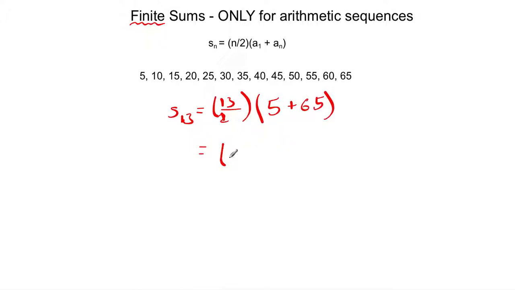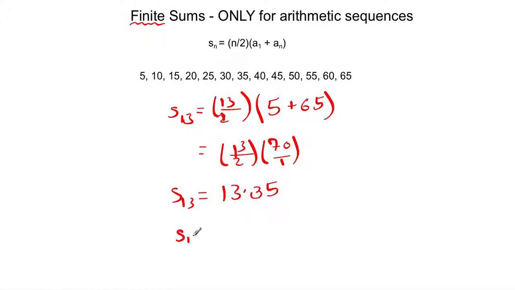So this is going to be equal to 13 over 2 times 70 over 1. The 2 and the 70 should reduce, so we actually get 13 times 35. So 13 times 35. That's going to be 455. So 455. And that's it.